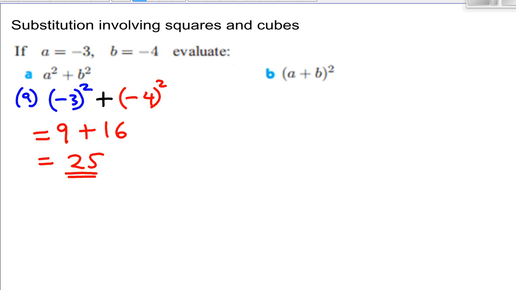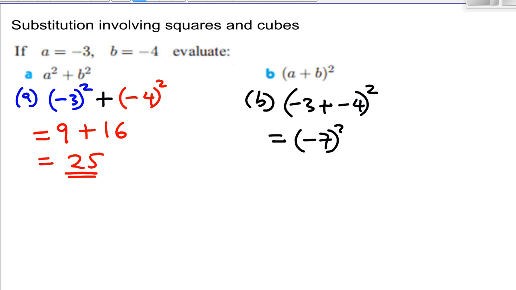The next one, we'll substitute a and b in this equation. So what you're going to end up with is, this is for b, bracket, negative 3 plus negative 4 squared. So that will give us negative 7 squared, which is 49. Because you're multiplying 7 by 7, but because it's a negative multiplied by a negative, which is a positive, you end up with 49 as your final answer.